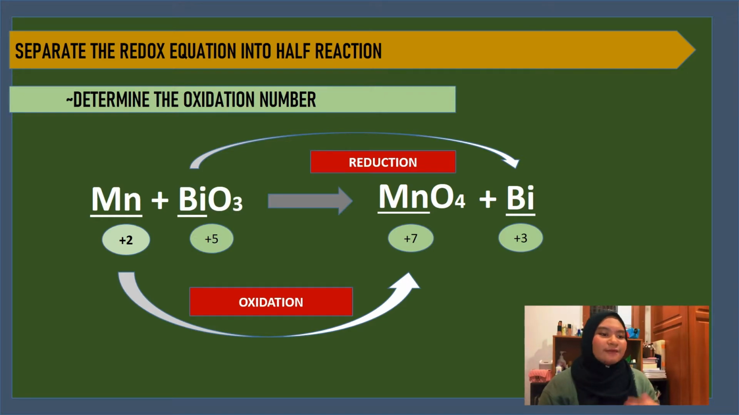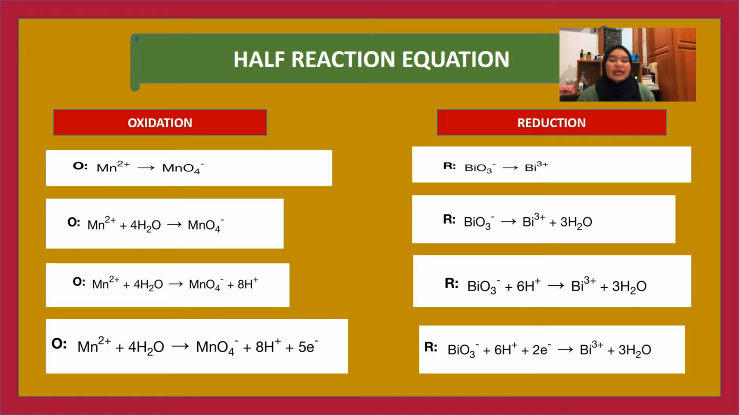From the bismuthate, we have an oxidation number of +5 on the left, while on the right, the bismuth ion has +3. So we can see that there is a decrease in oxidation number, which means it undergoes a reduction process. Now we know which ion undergoes oxidation and reduction, so we can write the half reaction equations.